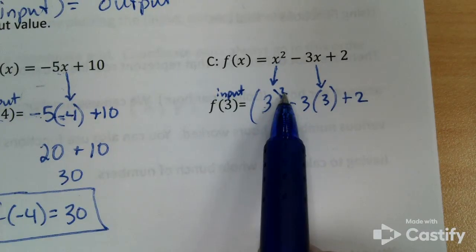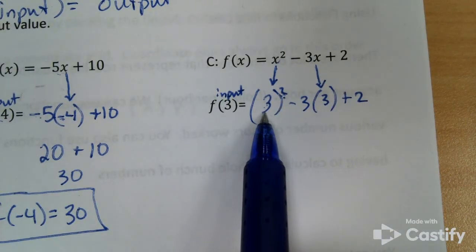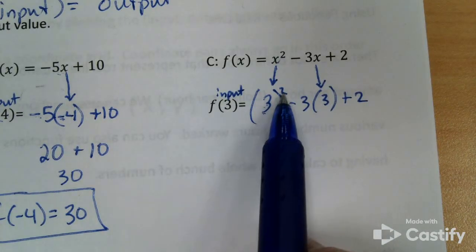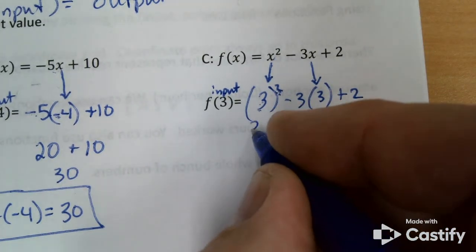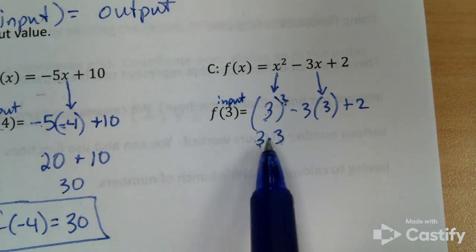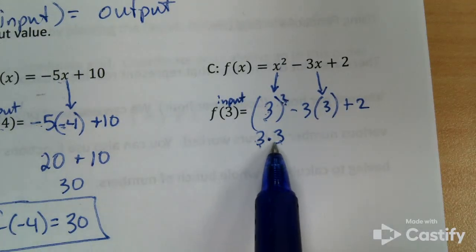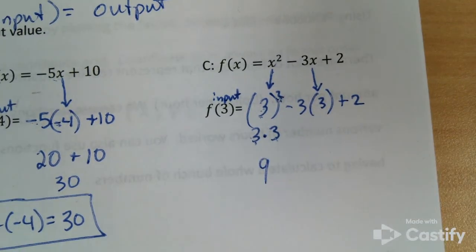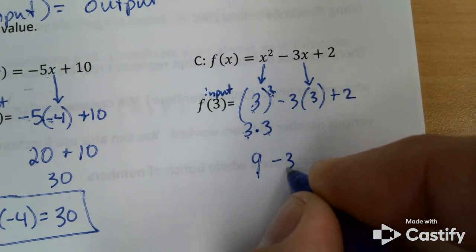3 squared, or 3 to the power of 2, means we're going to take 3 and multiply it by itself. 3 times 3. This tells me how many times I do the repeated multiplication. So 3 squared literally means 3 times 3. I took 3 and I multiplied it by itself 2 times. So 3 times 3 is 9. So 3 squared is 9. Now I'm going to rewrite the rest of the problem.